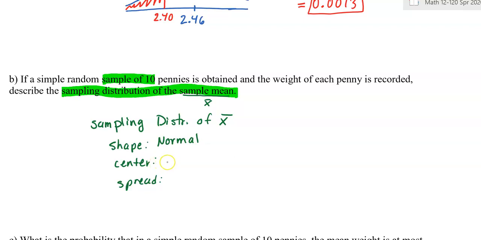The center is described by the mean, in this case of X bar, which we know is the same as the mean of the population, which is 2.46. And the spread is described by the standard deviation. So in this case, the standard deviation of X bar is the standard deviation for the population divided by the square root of n, which in this case is 0.02 divided by the square root of 10. And again, I'm going to leave it in an exact form. And that would be part B.